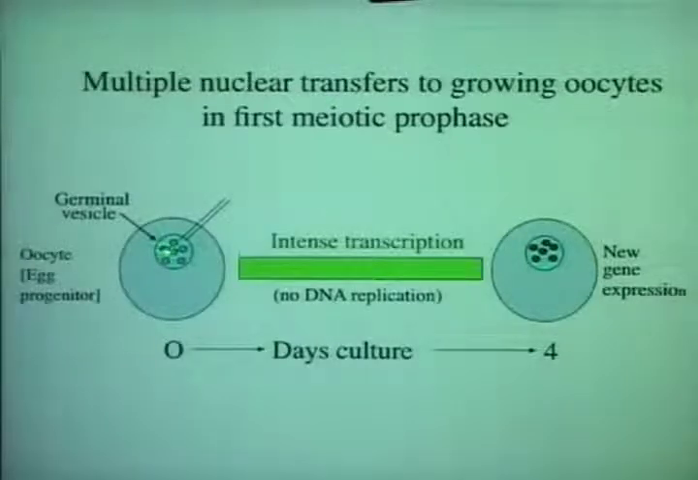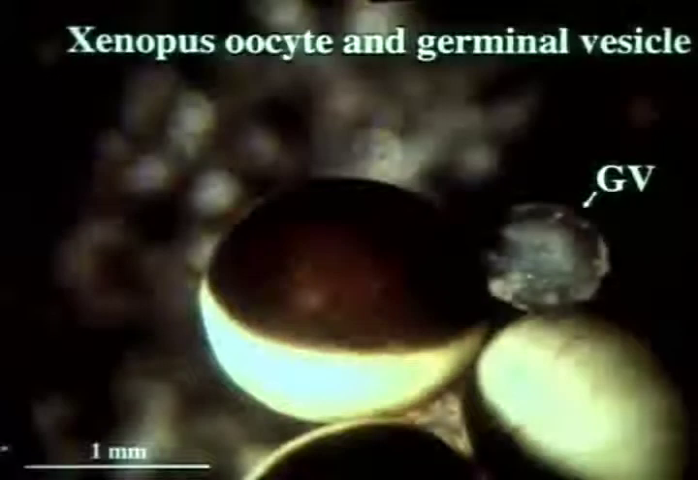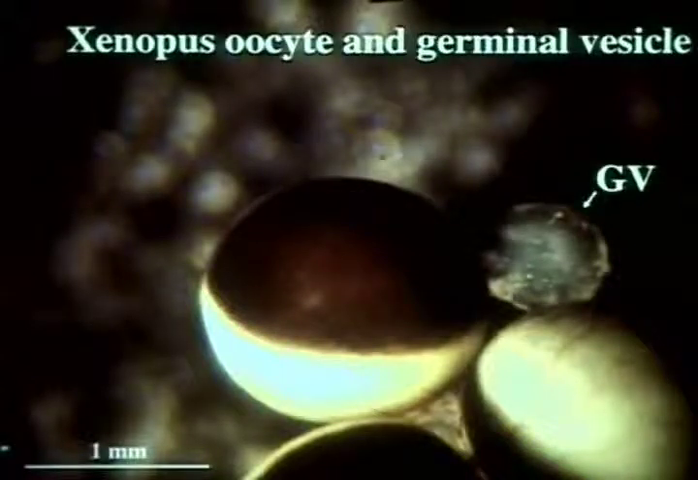These transplanted nuclei undergo intense transcription, but no DNA replication, and the same nuclei will then show new gene expression, will be changed in gene expression as a result of residence in this germinal vesicle, which therefore contains a high concentration of reprogramming components. And this is what the first meiotic prophase oocyte looks like, a large cell, and that is the germinal vesicle, which cannot be seen unless you take it out, but you can take it out, and that's what it looks like.